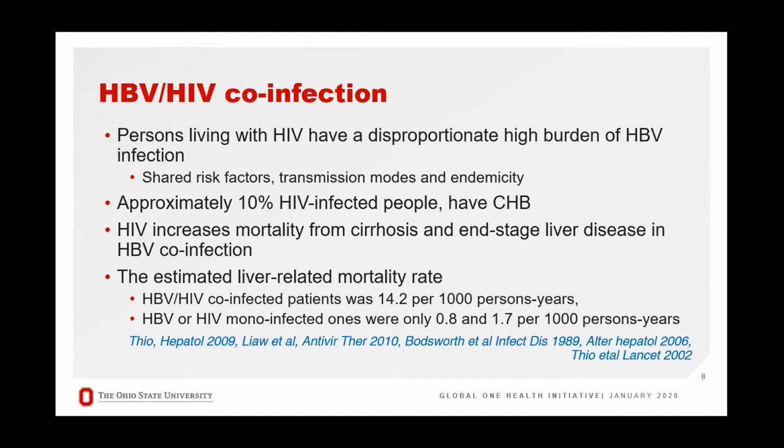A study to estimate liver disease-related mortality reported that Hepatitis B virus HIV co-infected patients had 14.2 per 1,000 person-years liver-related mortality, while Hepatitis B virus or HIV mono-infected patients had only 0.8 and 1.7 per 1,000 person-years respectively. So we can see from here that the co-infection, or the coexistence of these two viruses in a patient, will maximize the risk of liver-related mortality.